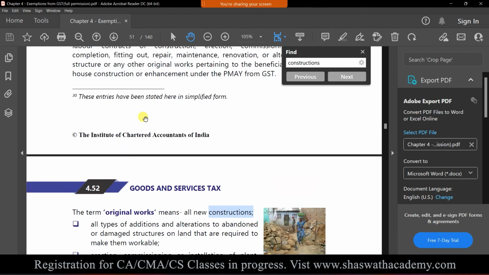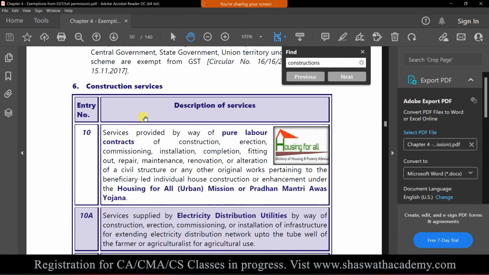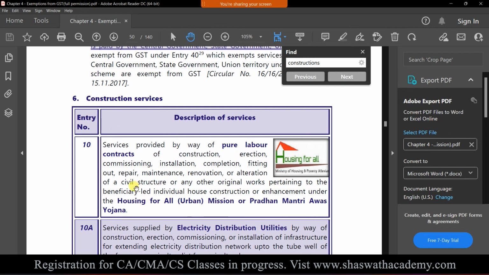Look at this, my dear. Entry list construction service, entry list number 10 talks about housing for all urban mission or Pradhan Mantri Awas Yojana. In this: construction, erection, commission, installation, fitting out, repairs and maintenance, renovation, alteration of any other works or original works pertaining to the beneficiary led housing construction. Under this scheme, repairs and maintenance is allowed.